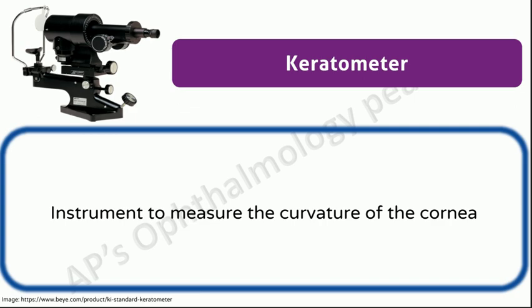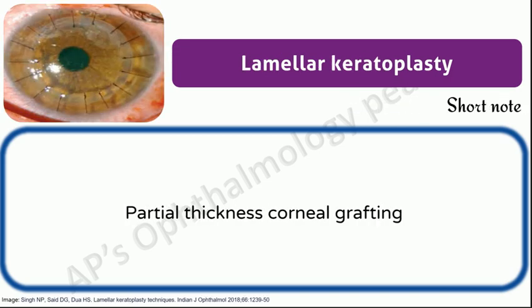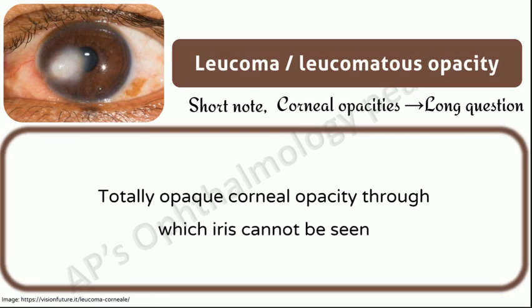Keratometer is an instrument to measure the curvature of the cornea. Keratoplasty is corneal grafting or transplantation. Lamellar keratoplasty is partial thickness corneal grafting. Leucoma or leucomatous opacity is a totally opaque corneal opacity through which the iris cannot be seen.